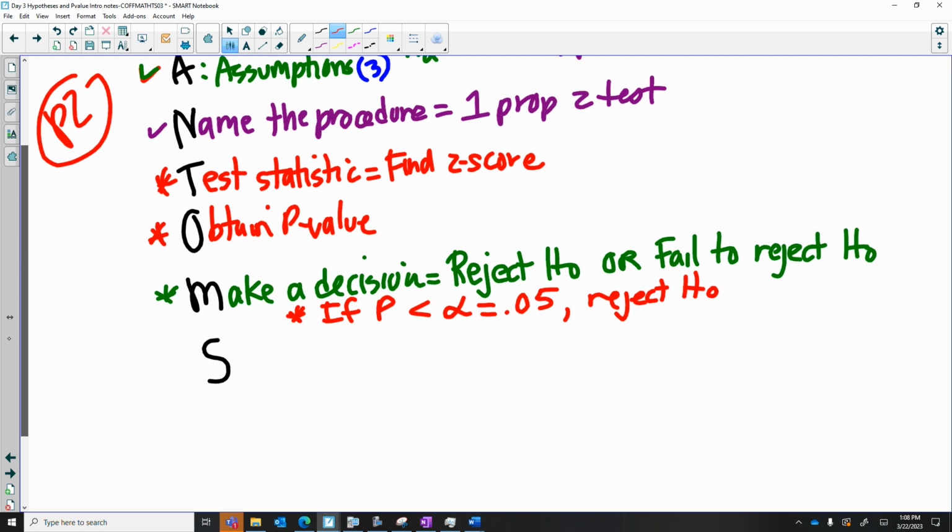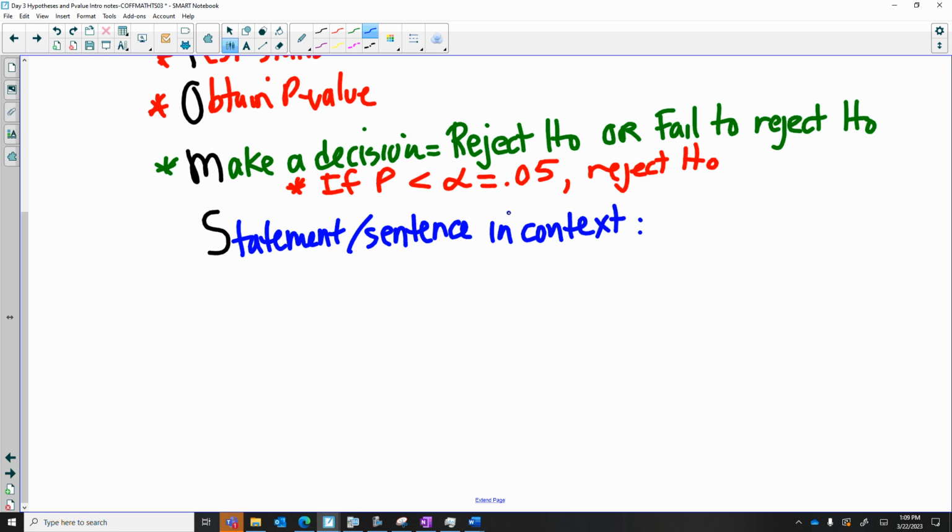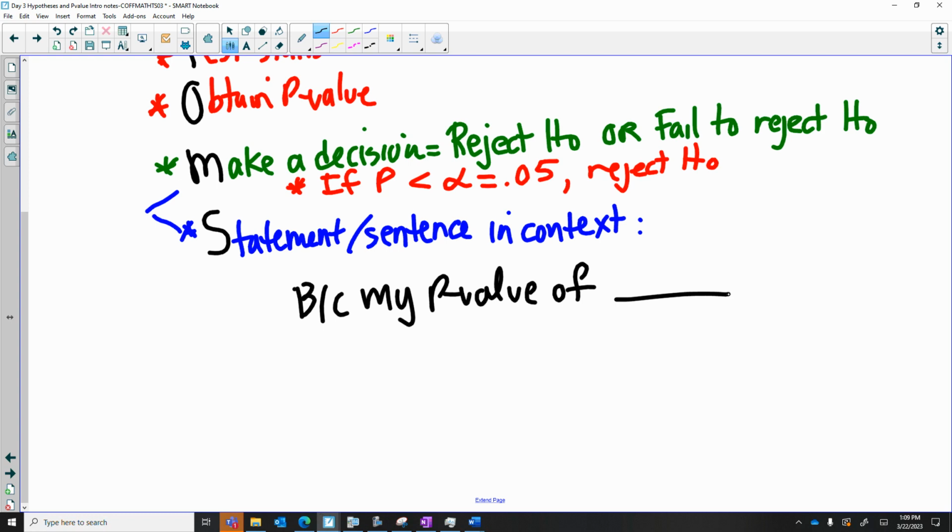So the last step, step S, is to write a statement or conclusion, a sentence in context about what that means based on your decision. I'm going to put this together. It's kind of a two-parter. I'm going to say, because my p-value of, in this case, 0.036, is less than alpha equals 0.05, usually we use 0.05, I reject the null hypothesis.